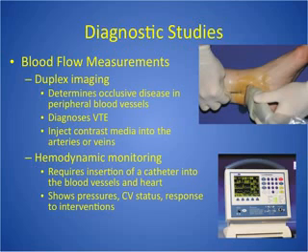I think these might be our last two, and these are blood flow measurement studies. So duplex imaging is commonly done in people with peripheral vascular disease, or someone maybe that we think has a DVT or a venous thromboembolism, one or the other, where they'll go in and use a combination of ultrasound to look and see, do they have blood flow going through the vessels, particularly in the legs. They will sometimes inject contrast media for this test.